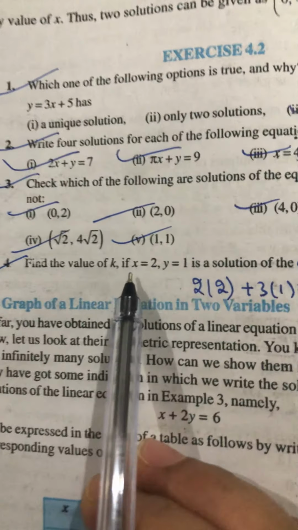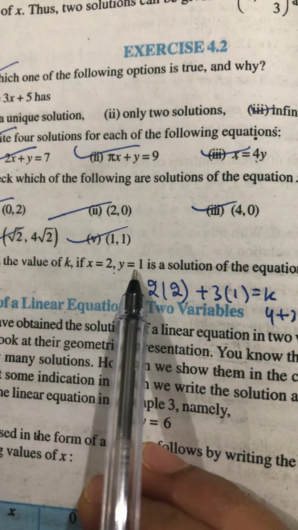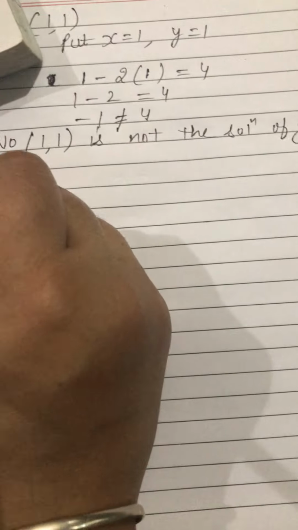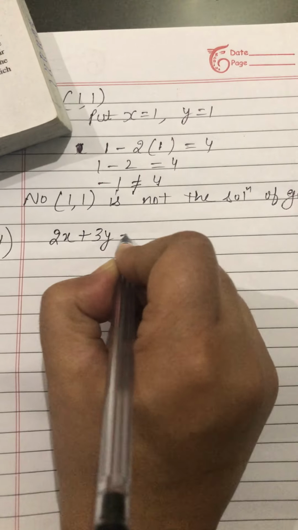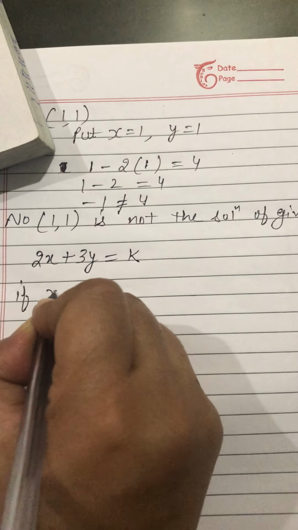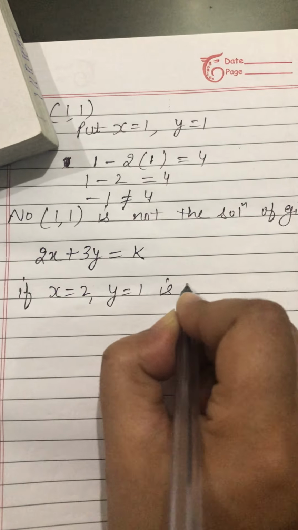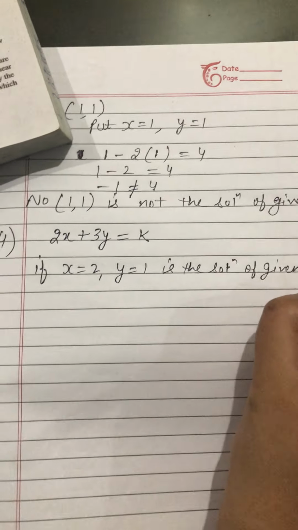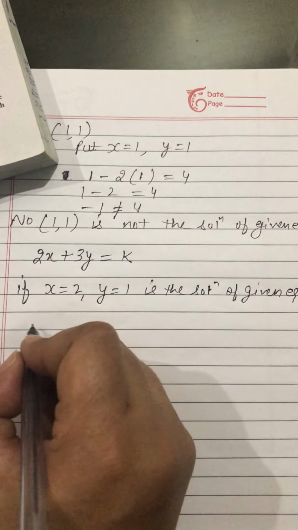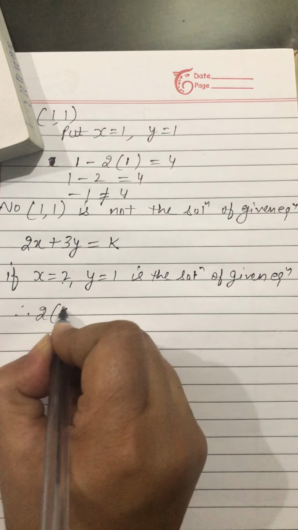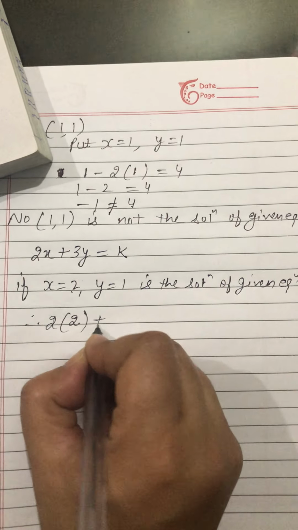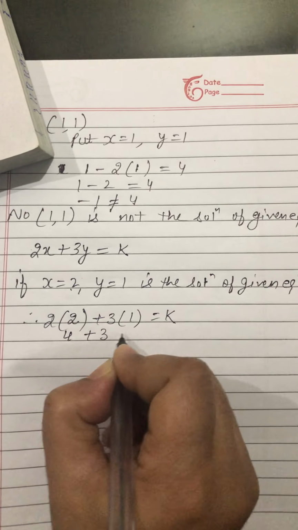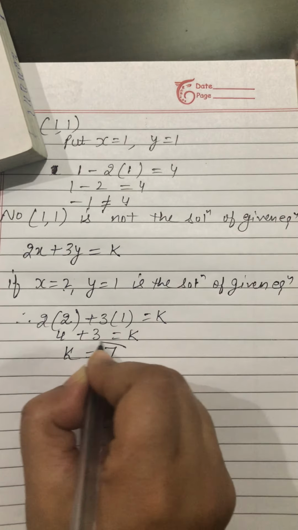Next question is find the value of k if x equal to 2, y equal to 1 is a solution of the equation 2x plus 3y equal to k. Now the given equation is 2x plus 3y equal to k. It is given that x equal to 2 and y equal to 1 is a solution of the given equation, so it must satisfy this equation. Therefore put x equal to 2: 2 into 2 plus 3y, y will be replaced by 1, is equal to k. 2 into 2 is 4, plus 3 equal to k. So the value of k is 7.